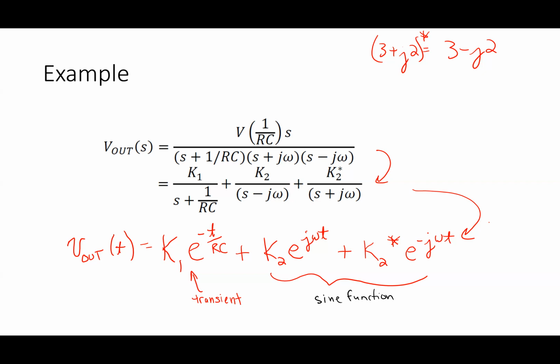What if I have e to the j omega t plus e to the negative j omega t? What's going on with that? Well, e to the j omega t plus e to the minus j omega t, what's that equal to always?